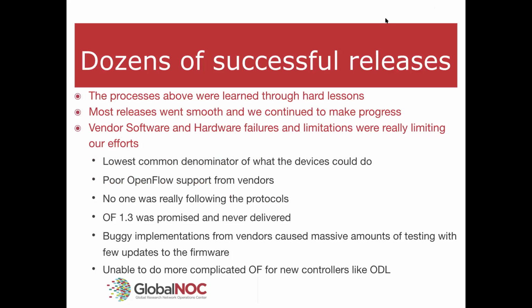Vendor software and hardware failures and limitations were really limiting our efforts, though, right? So it was the lowest common denominator network, because we could only do what all the devices could do. So even if a Brocade could do some really cool feature, if a Juniper didn't, we really couldn't take advantage of it. We had a really poor OpenFlow support from the vendors.